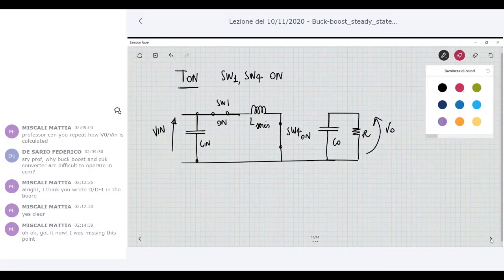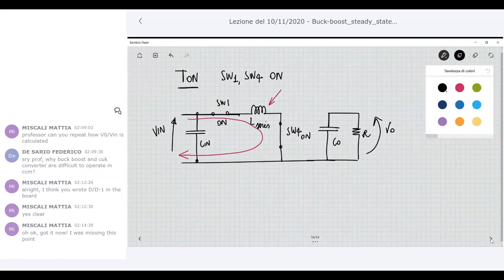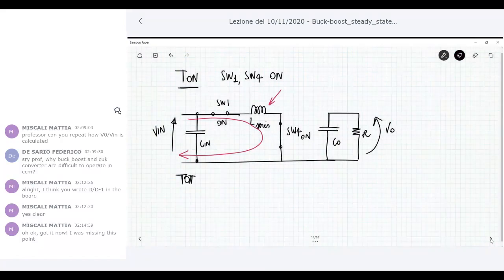Okay, so what happens in this phase? We recognize what I previously called the charging phase, in which the input source charges the inductor L, in order to have the current flowing to the inductor reach the peak value, the Imax value. Okay. What happens during T off?